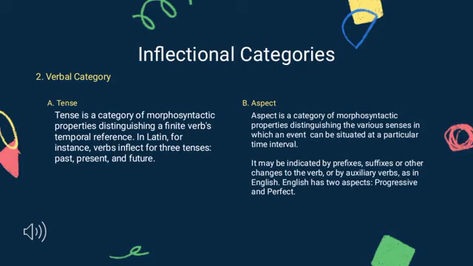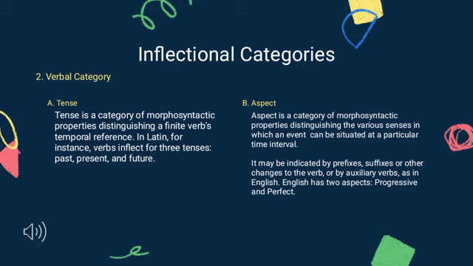The next point is about inflectional categories. The first is tense. Tense is a category of morphosyntactic properties distinguishing a finite verb's temporal reference. In Latin, for instance, verbs inflect for three tenses. They are past, present, and future. It means tense is the relationship between the form of the verb and parts of time, like past, present, and future.